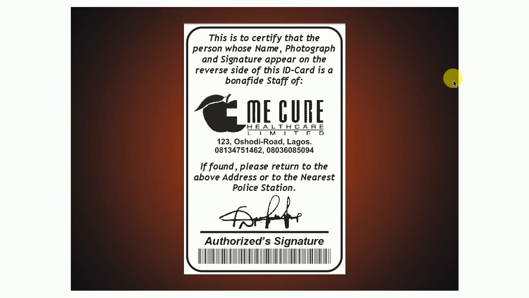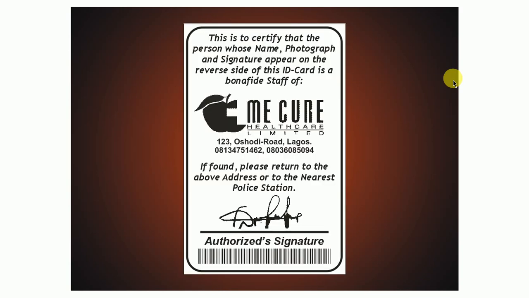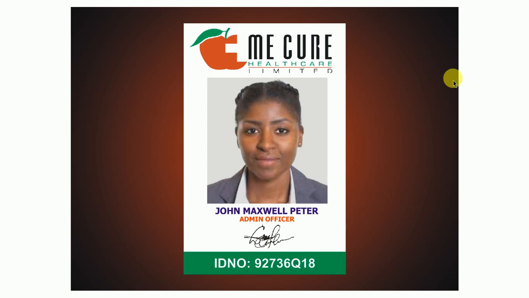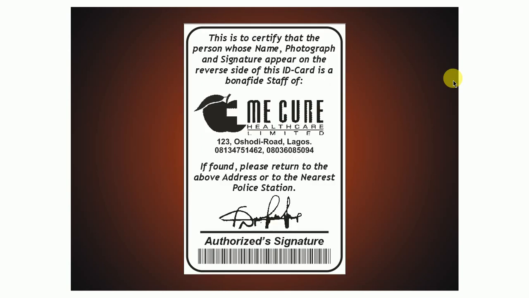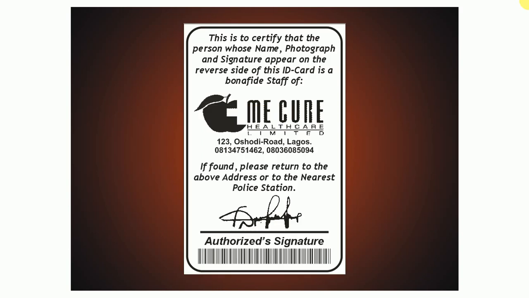So if I want to see the front in the preview section, I will press Page Up. Page Up will take me to the front version, then Page Down will take me to the back view. Page Up to the front view of the ID card, and Page Down to the back view of the ID card.